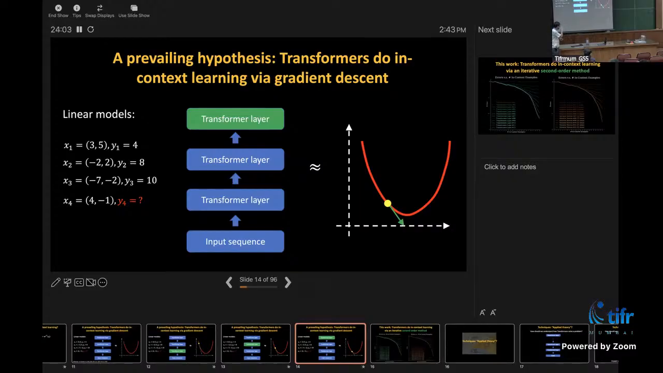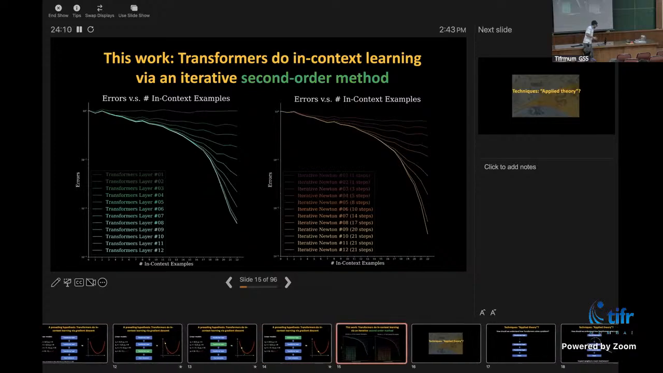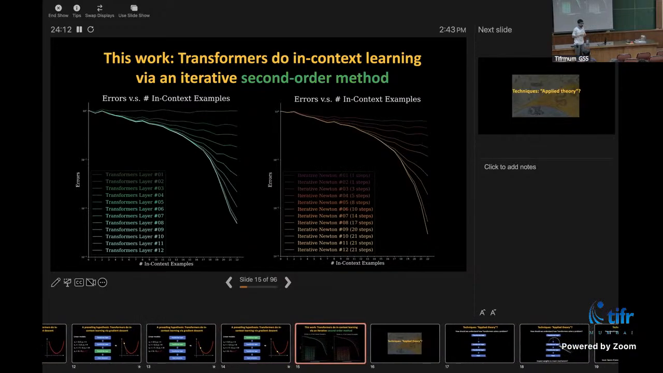This will be a little bit clearer when I make this more formal, but so that we see where we are going towards, what we'll show is that transformers are actually doing in-context learning by doing something much stronger. They actually seem to be much closer to a second order method versus a first order method. This should remind you of what we were talking about earlier as well. I'll explain what these plots mean, but if we look at the errors of the layers of the transformer, it seems to resemble a second order method much more closely than a first order method. And I'll go back to these plots later.